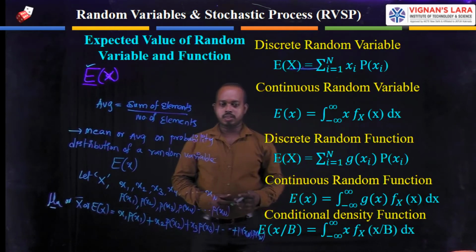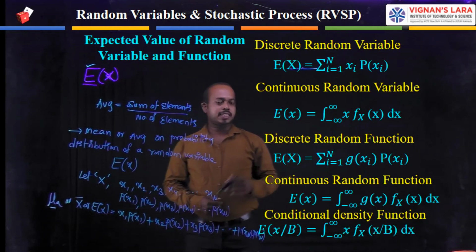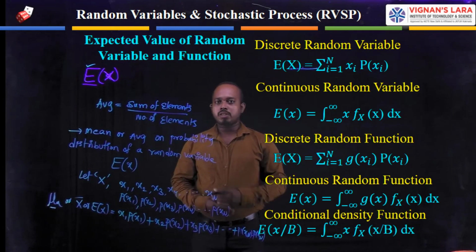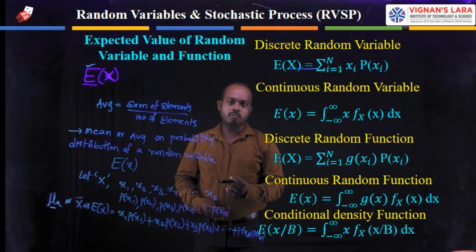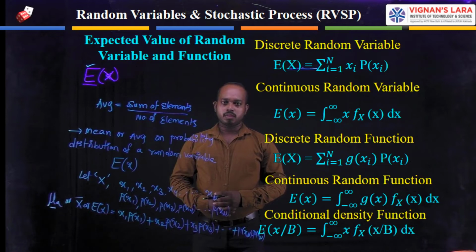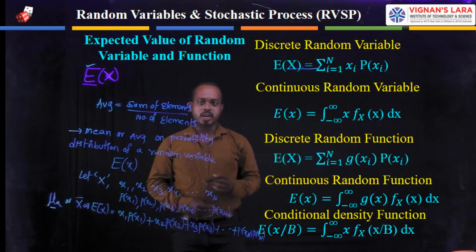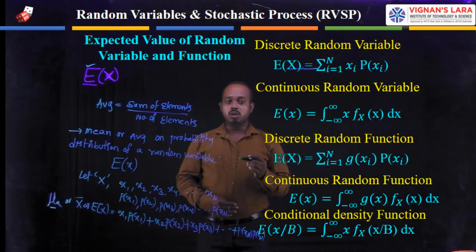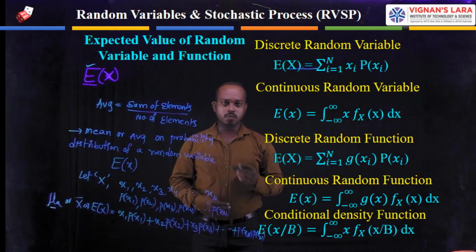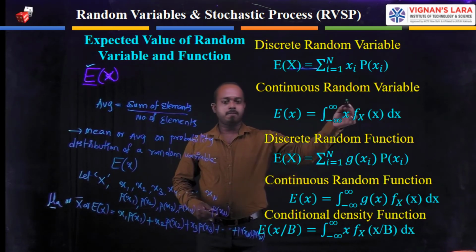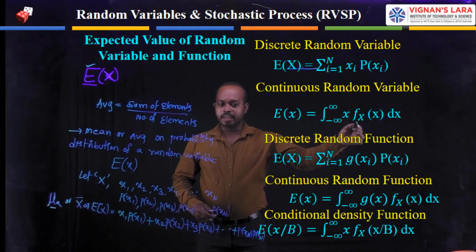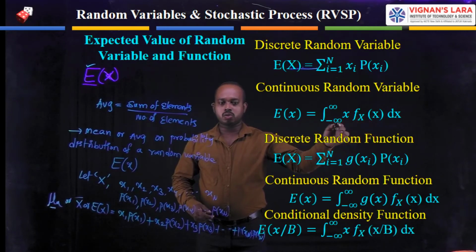Coming to the second one. The second one is when the random variable is continuous, what is the expected value? For a continuous random variable, the expected value E of x is equal to the integral from minus infinity to plus infinity of x into fx of x into dx.